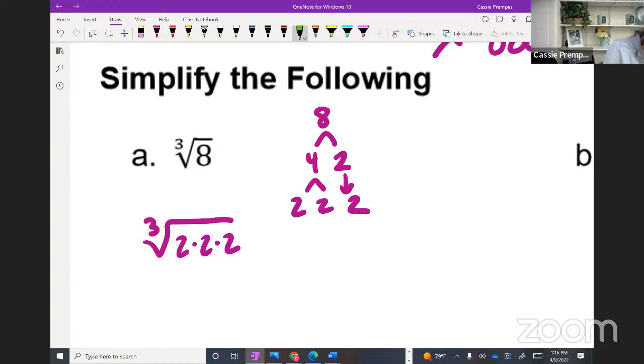Again, that little root tells you how many you need before you can pull it out. So how many do we need? 3. I have 3, so I take it out as 1 clump. 2. Let's try another one.